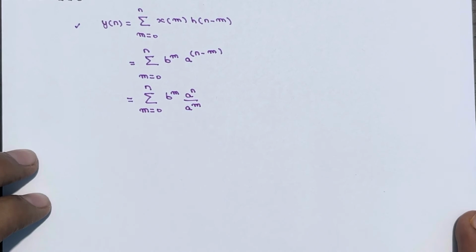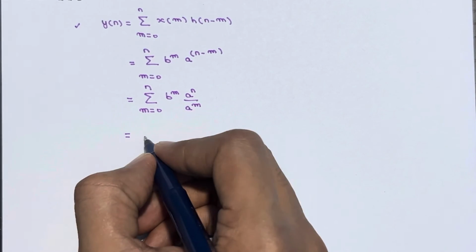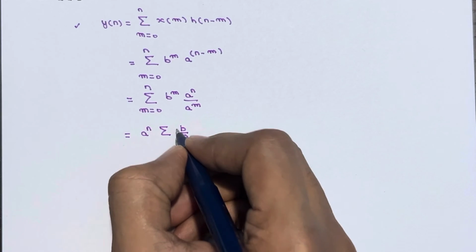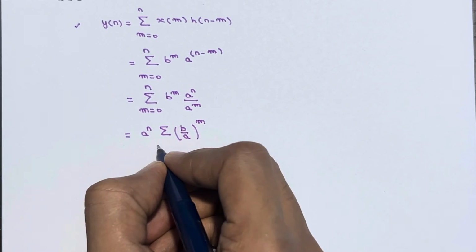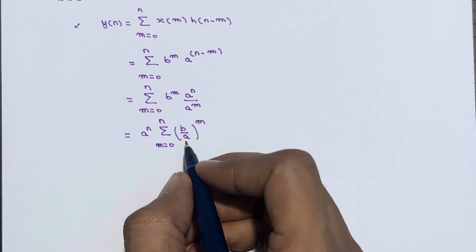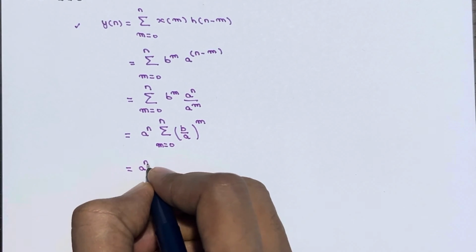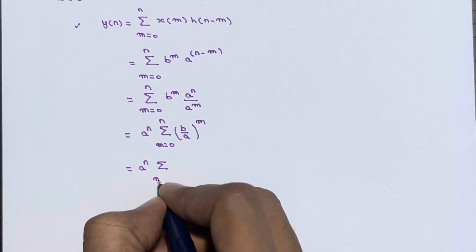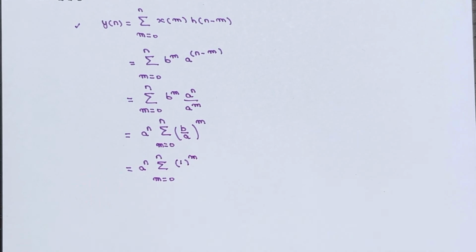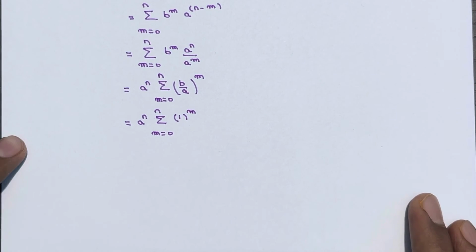Clear? Now let's go further. So a to the power n, you can keep outside of the summation. Now the summation of (b by a) to the whole power m, and m starts from 0 to n. Now we already know a is equal to b. So if these both are equal, this becomes a to the power n into summation of m equal to 0 to n of 1 to the power m, because a is equal to b. Hope up to this is clear.